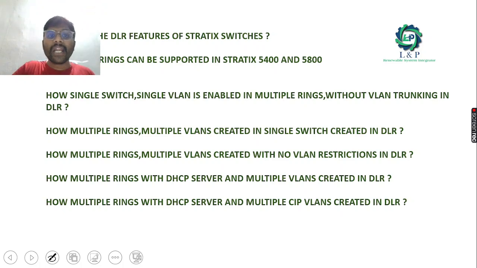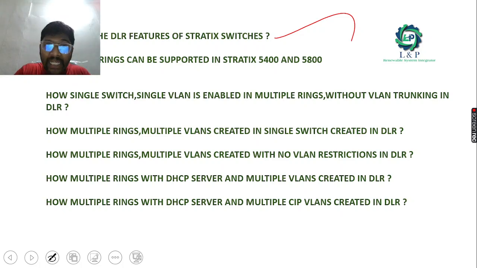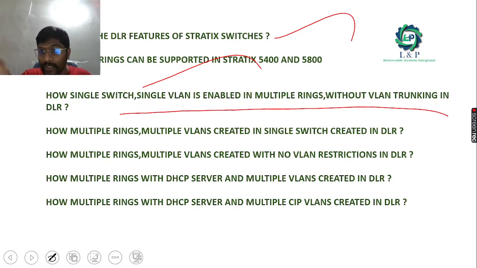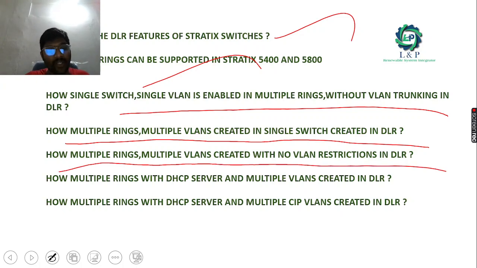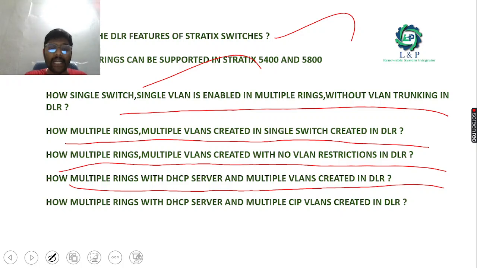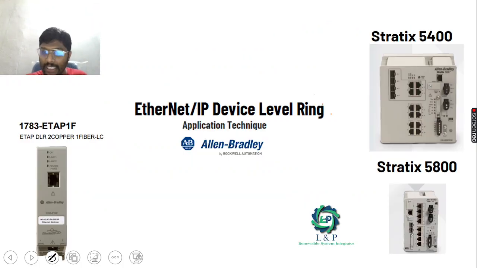Okay, what are the DLR features of the Stratix switches? How many rings can be supported in a Stratix 5400 and 5800? How is a single switch, single VLAN enabled without VLAN trunking in the DLR? How can a multiple ring, multiple VLAN be created in the switch using the DLR? And how are multiple ring, multiple VLAN created with no VLAN restriction? And how is multiple ring with DHCP server and multiple VLAN created in the DLR? Now, multiple ring with DHCP server and multiple CIP VLANs created in the DLR.